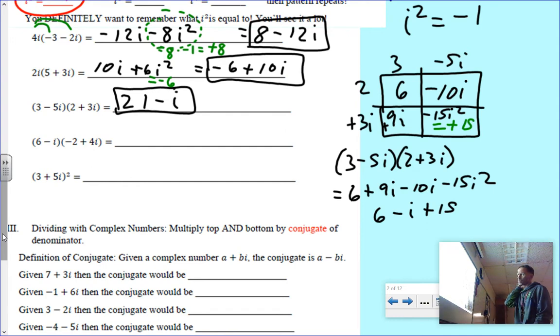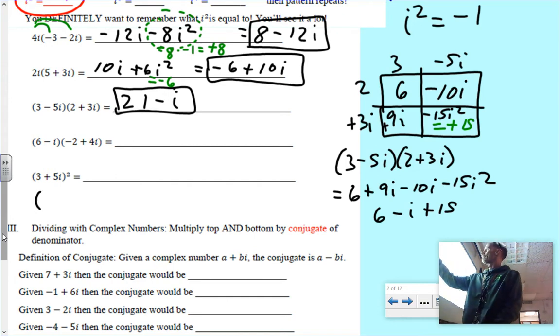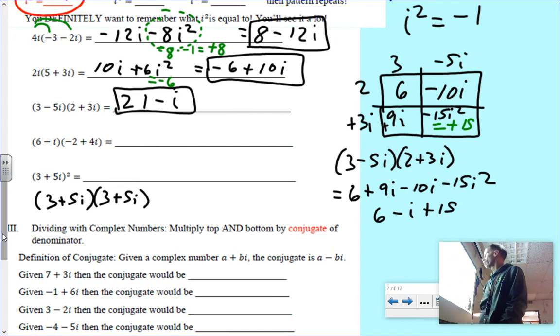So go ahead and pause the video one more time and see if you can do those last two examples. Remember, on the last example, this is really saying 3 plus 5i times 3 plus 5i. So this is another FOIL and box method question. So on this example, I'm not going to do the box method. I'm just going to work it out FOIL-wise and then write the final answer. But you're going to get the same answers.